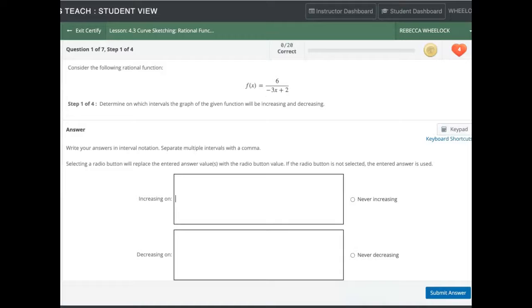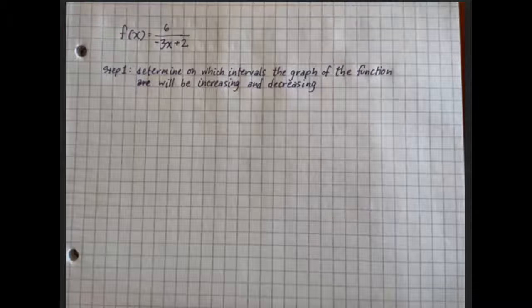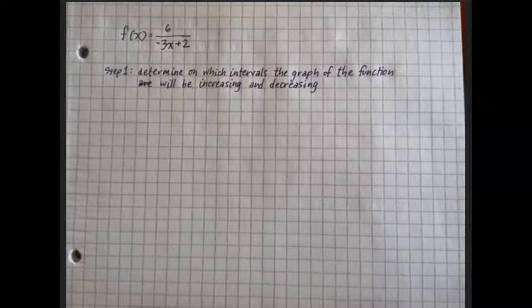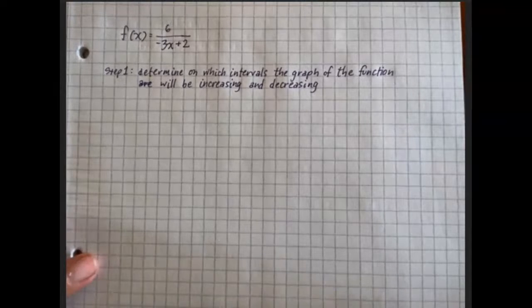All right, so here's an example from the homework. We've got this simple rational function, 6 over negative 3x plus 2. And we're going to go through all the steps using all the tools we know, and then we'll include also the asymptotes. All right, so here's our function. And step 1 wants us to find the intervals on which this function is increasing and decreasing. So remember, we do that by finding the first derivative.